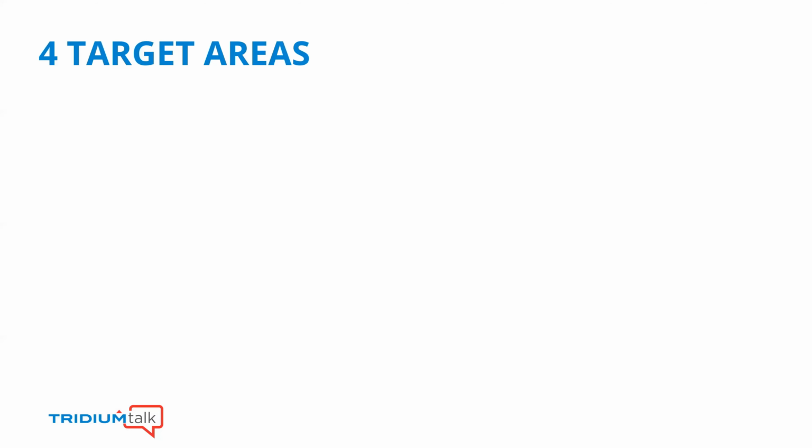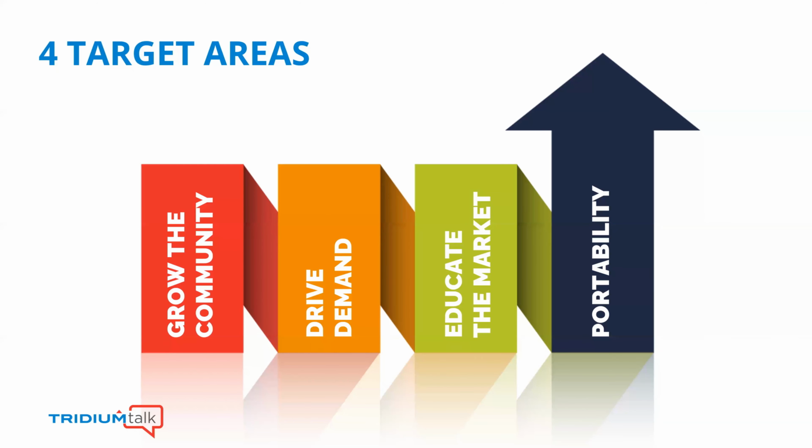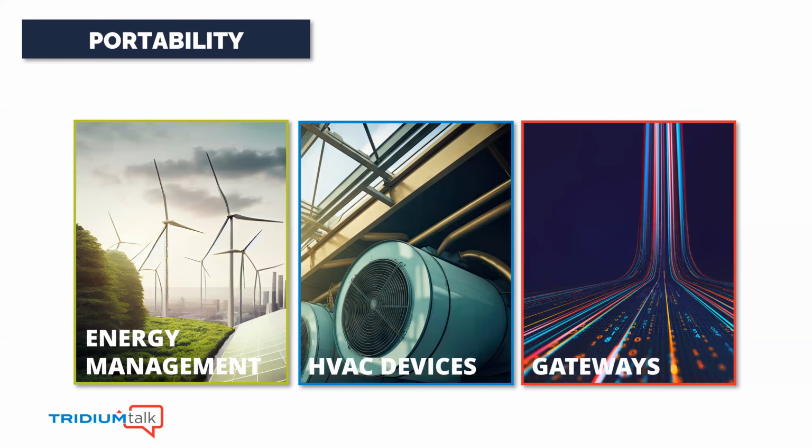So for example, here's one of the slides where they're talking about the 4 target areas that we have for our community: growing the Niagara community, driving demand for Niagara, and educating the market on what Niagara is, what it does, and what Niagara devices do. And key to that is also portability. Part of this is because portability provides Niagara natively on different devices other than just a Jace or an Edge 10, which can provide more holistic solutions for smart building, energy management, equipment control, and smarter applications that you can create using the Niagara data.